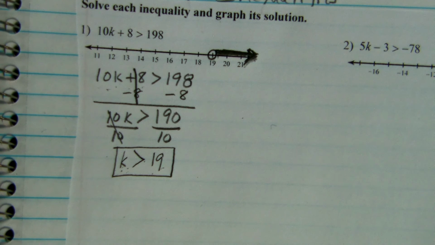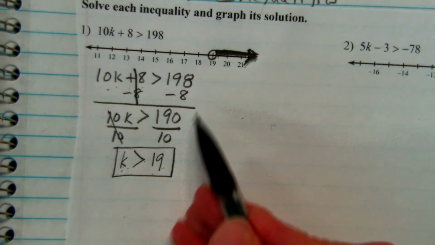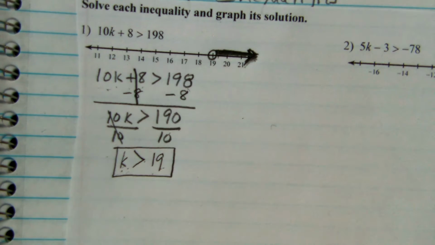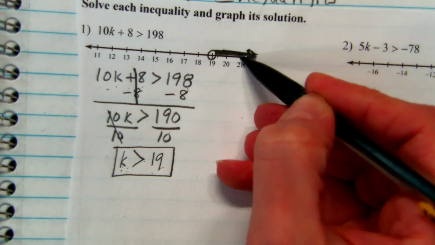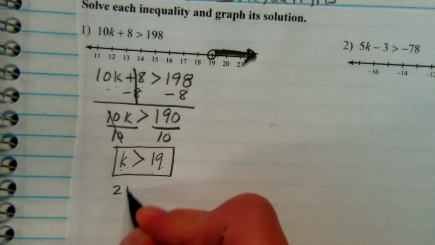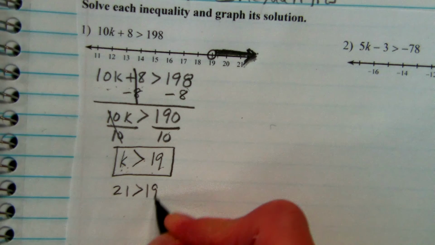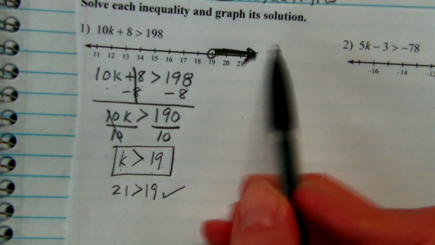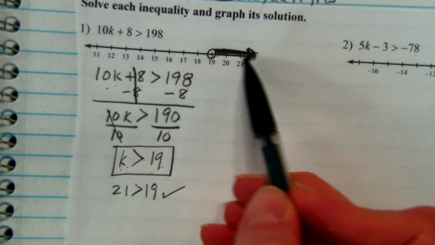Now, we talked a little bit last week about a test point. If you're worried you may have screwed something up in here, one of the things that you can do, if you're pretty sure you did the math right and the numbers right, but you're not sure if you shaded the correct side, you can pick a number over here and put it in for k. So like I might pick 21 and just try it. Is 21 greater than 19 true? It is.